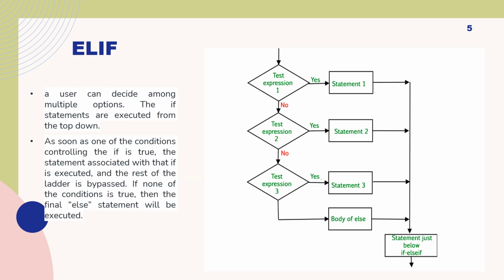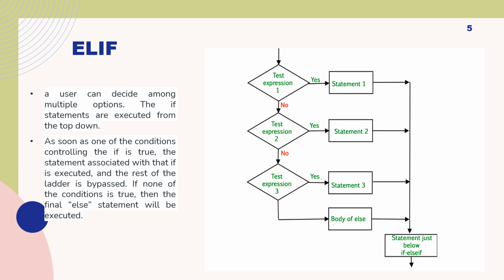And the next is elif. A user can decide among multiple options. As soon as one of the controlling conditions is true, the statement associated with it will be executed and the rest of the ladder will be skipped. If none of the conditions is true, then the final else statement will be executed. Here is a flowchart for this elif.